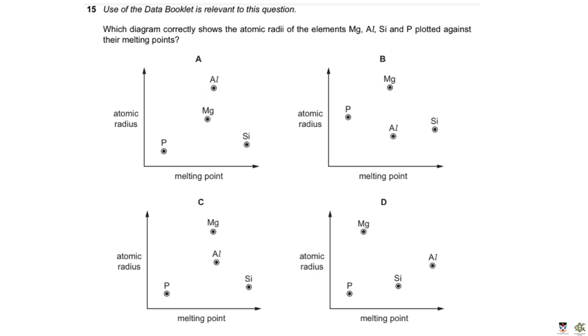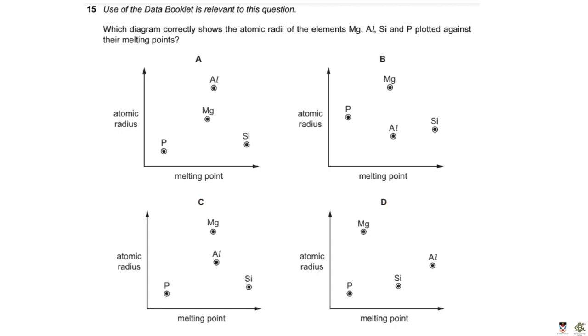So not A. If we look at B, we can rule this one out. We start with aluminium with the smallest, which is not correct. If we look at C, we go from phosphorus to silicon to aluminium to magnesium. So that's a possibility. Phosphorus to silicon to aluminium to magnesium. That's another possibility. So it could be C or D.